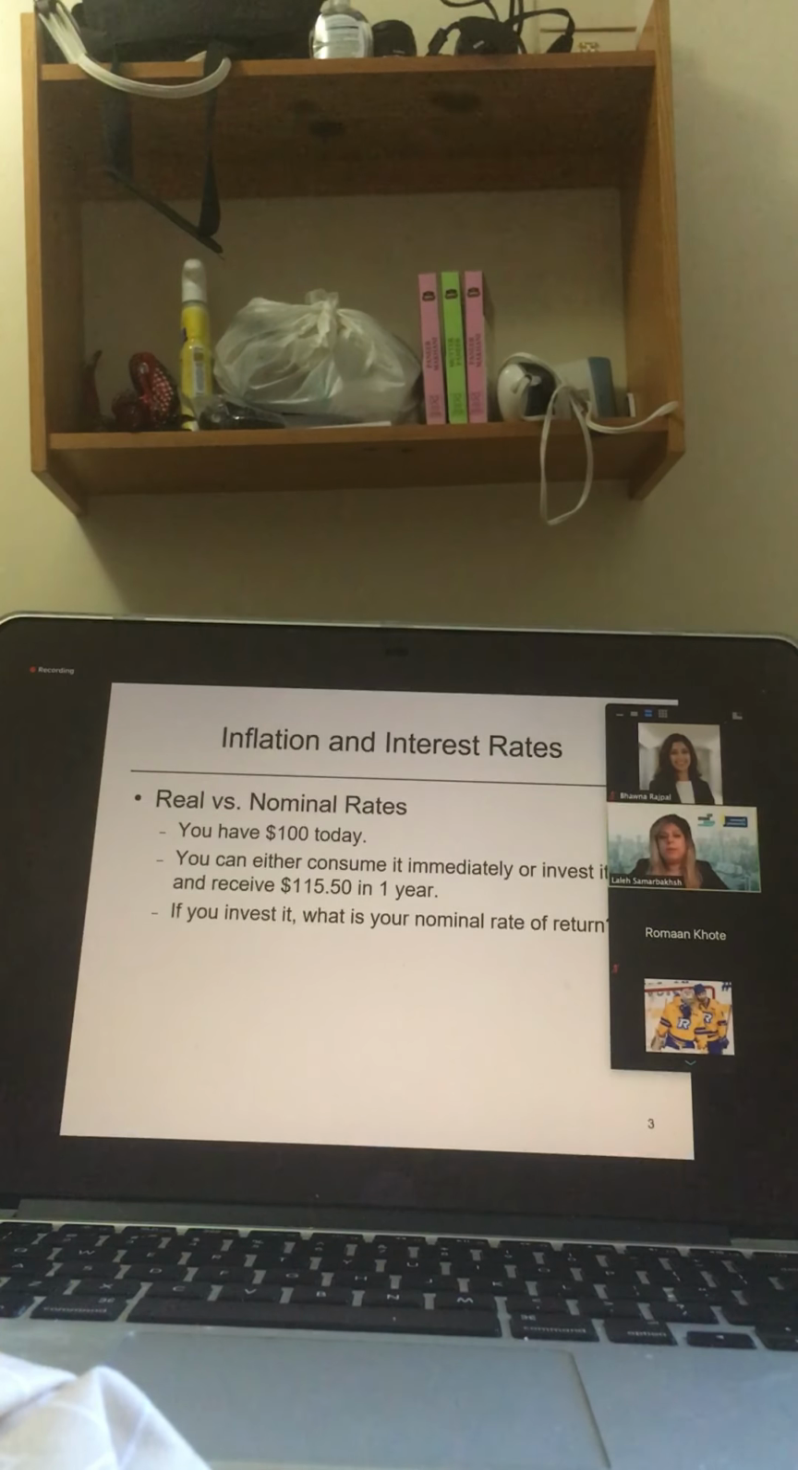So basically this question is giving you two prices, $100 and $115.50. Can you tell me what's $100? It's the price today. What do we call it in time value of money terminology?